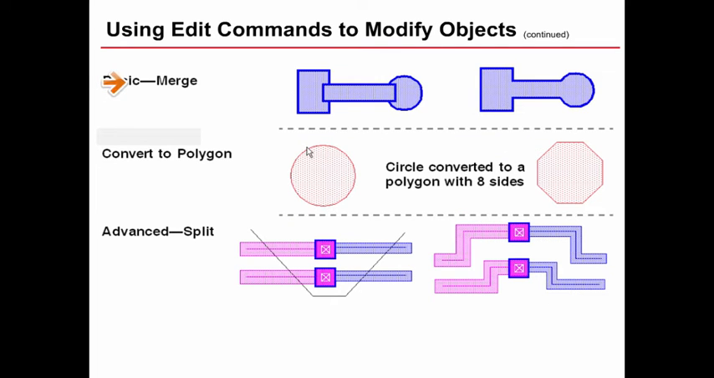So we'll use basic, merge. Here's our 3 shapes. As you select them, they will begin to merge, and there's your finished product. So convert to polygon, we start with a circle, and earlier on when you set up your preferences, in this case we've set that we would like 8 sides to our polygon shapes that are converted. So as soon as you convert that, it will have 8 sides.